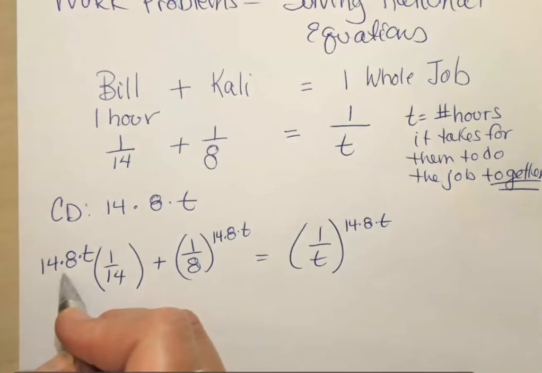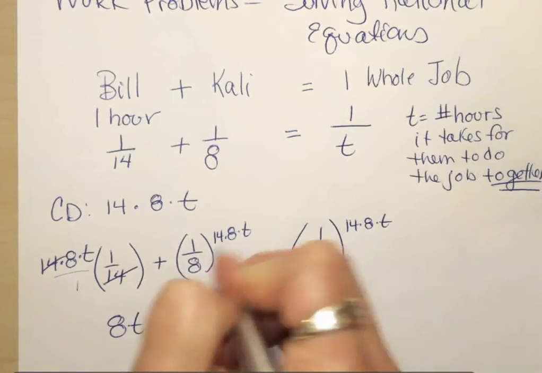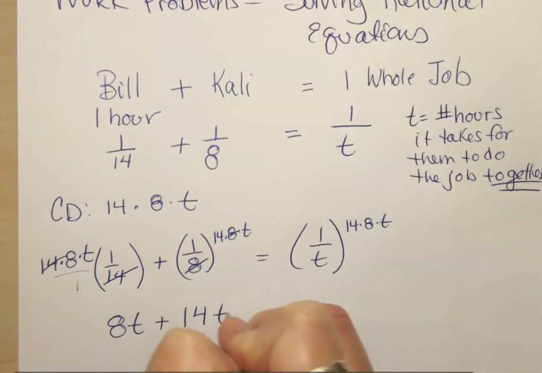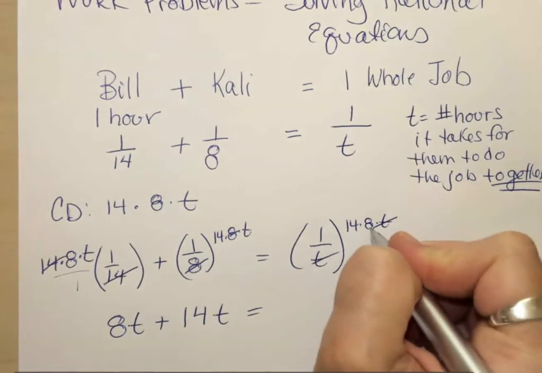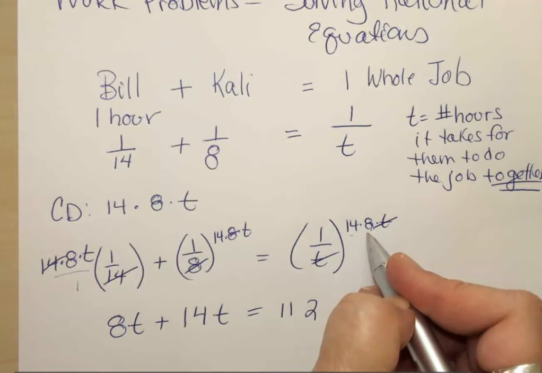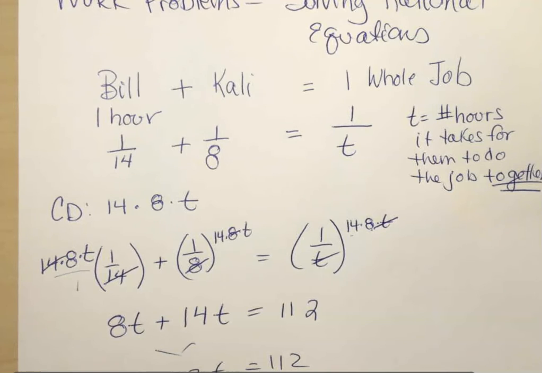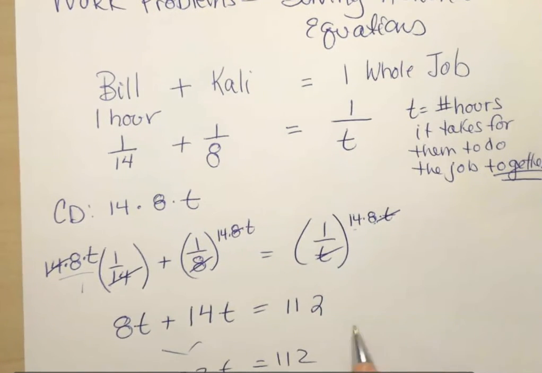All right, so now we can cancel because this is like over 1. So my 14 cancels, I get 8t. My 8 cancels, I get 14t. And my t cancels, and I get 8 times 14, which would be 112. And so now we're going to go ahead and combine our like terms. 22t equals 112. t will equal, it says round to the nearest hundredth, 5.09 hours.